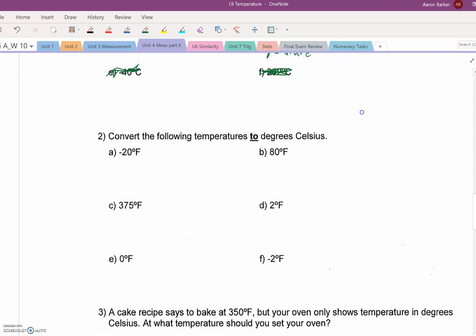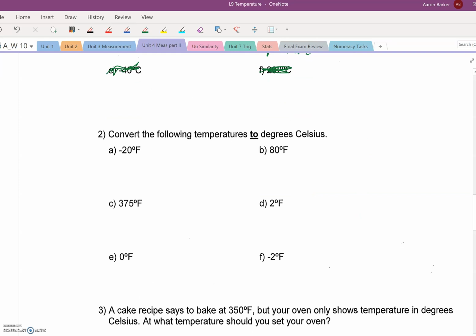All right. Good. Going back then, convert the following temperatures to Celsius.